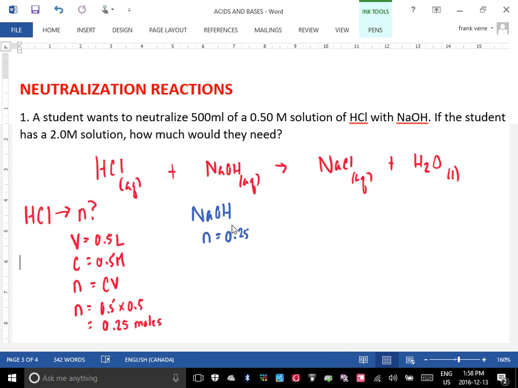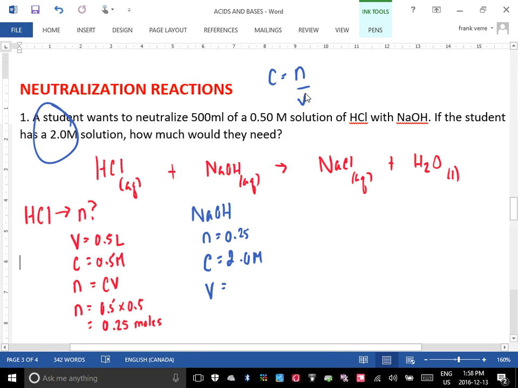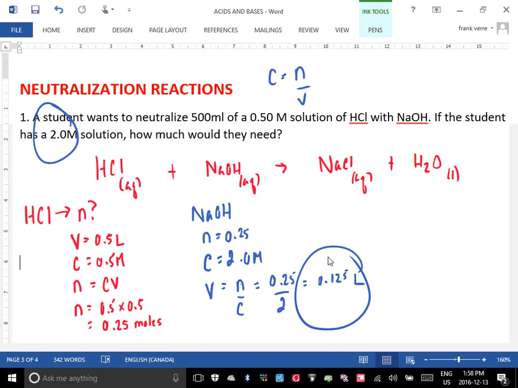We have the number of moles. We have the concentration. We're told that it's 2. So now we solve for V. If you remember the equation, C equals N over V. V would equal N over C. So 0.25 over 2 would be 0.125 liters. That's it. Now, word of warning.